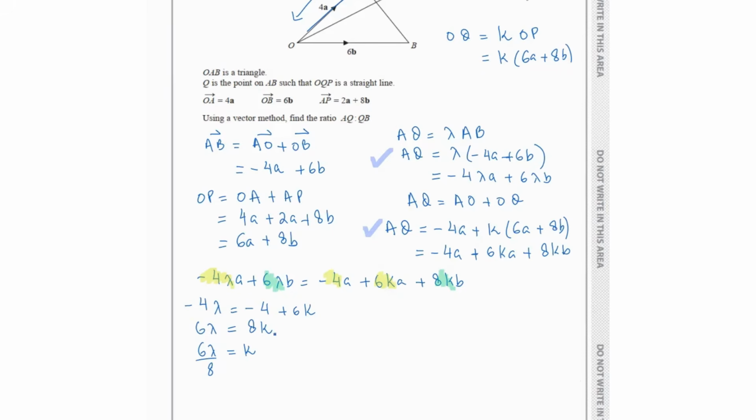So if you replace K with this, negative 4 lambda equals negative 4 plus 6 times 6 lambda over 8. That's negative 4 lambda equals negative 4, 2 3s are 6, 2 4s are 8, 3, 2. So that is plus 9 over 2 lambda. Multiply everything by 2 to get rid of the fraction. So that's negative 8 lambda equals negative 8 plus 9 lambda. Collect the like terms on each side.